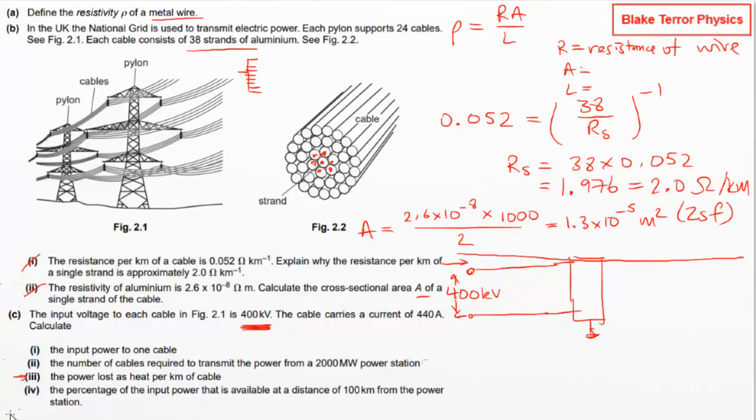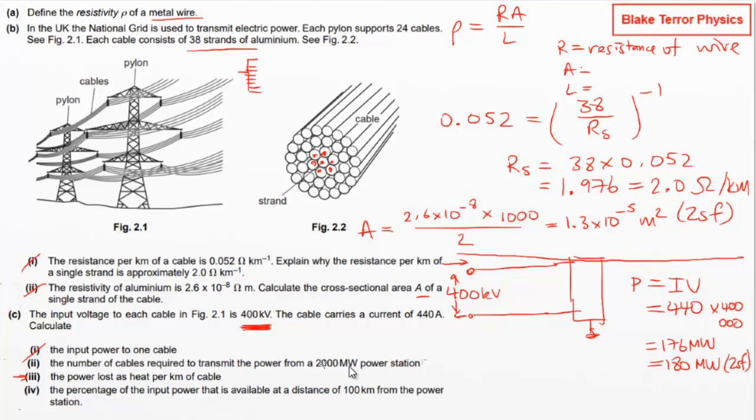But we can use it for the input power to the cable, because our input power is going to be our current times our voltage. So that's 440 multiplied by 400,000. So 44 fours are 176. And then how many zeros have we got? 1, 2, 3, 4, 5, 6. So if we leave it with 6, we've got 176 megawatts. So 180 megawatts to 2 significant figures. So that's our input power.